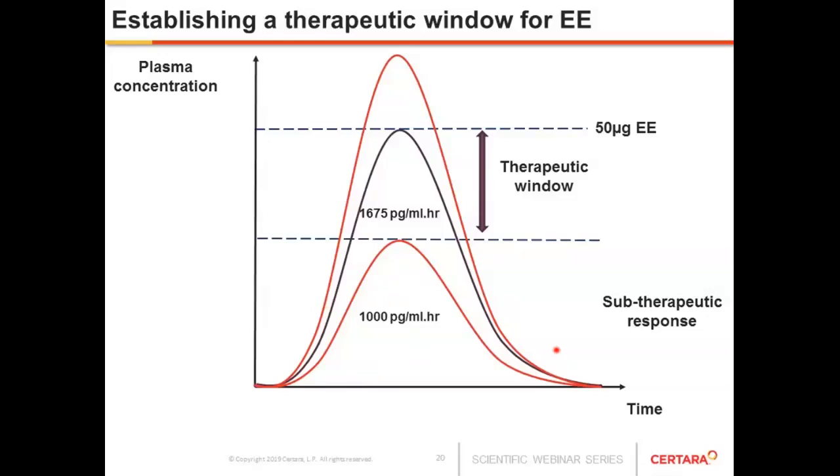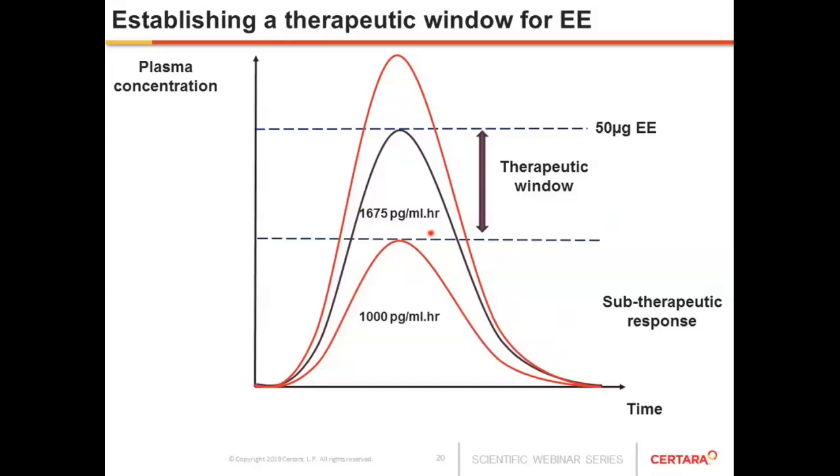the treatment arm. Now, we also had this information whereby above 50 micrograms, EE is not prescribed. So what we did was use our model to simulate what the mean exposure concentration would be for an individual who is taking 50 micrograms. And that exposure concentration was given as 1,675 picograms per ml per hour.